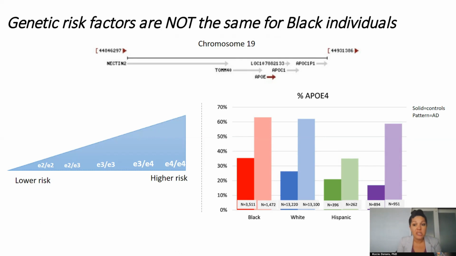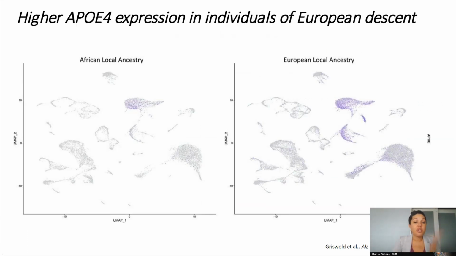And this is true. This has been seen in a lot of different studies from other groups, that E4 has a reduced or mitigated effect on cognitive impairment and Alzheimer's disease in Black individuals. And just to show a little translational aspect of this research, there was a group that also looked at E4 expression based on ancestral background.